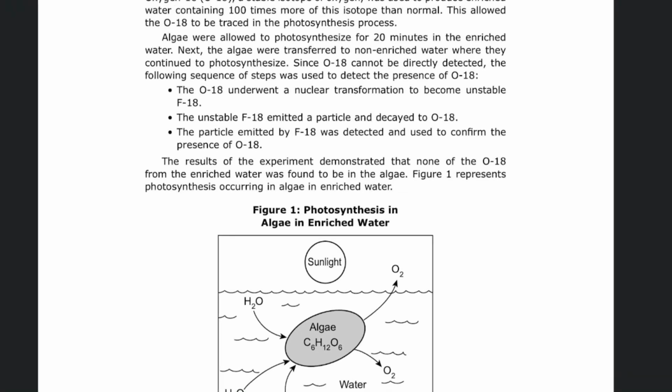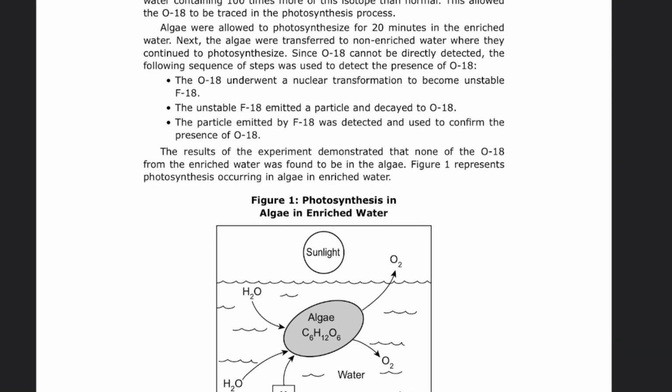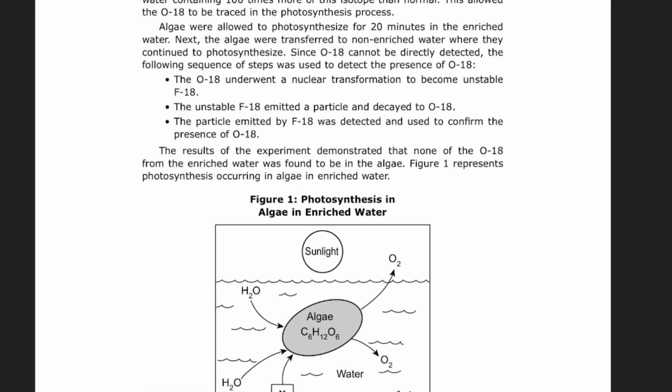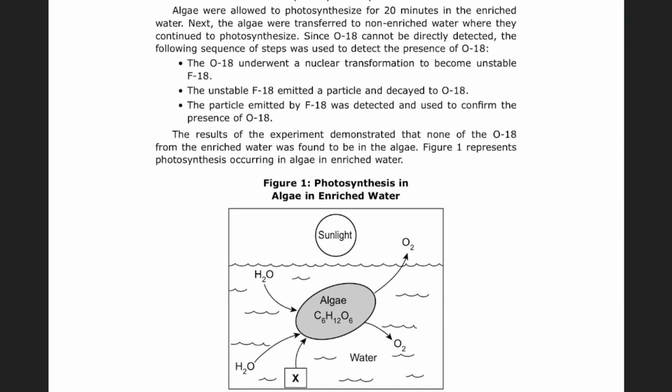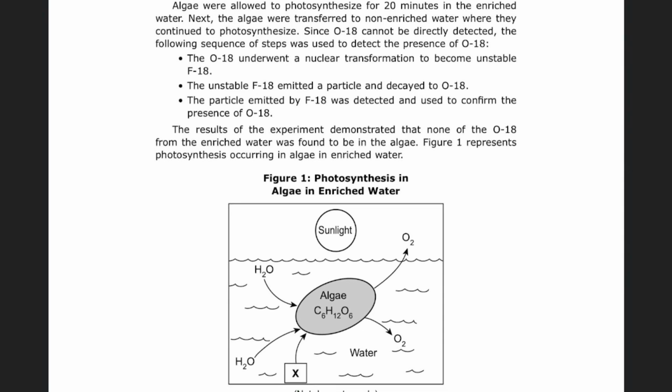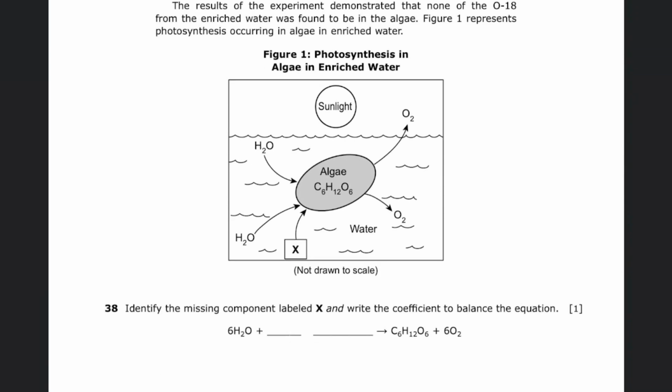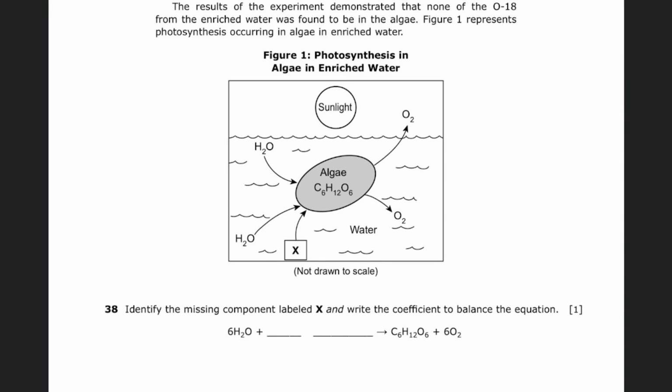The results of the experiment demonstrated that none of the oxygen 18 from the enriched water was found to be in the algae. Figure 1 represents photosynthesis occurring in algae in enriched water. All right, so then we have the passage, and then we have the diagram, and then question 38 asks to identify the missing component labeled X and write the coefficient to balance the equation.